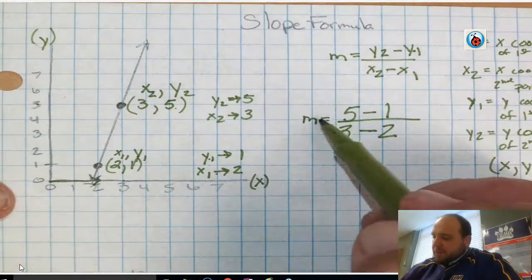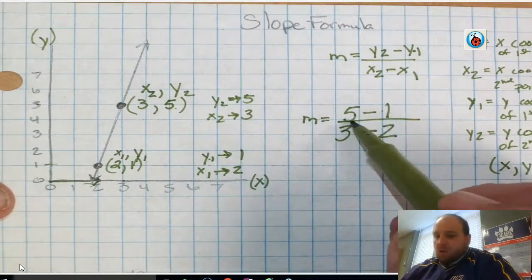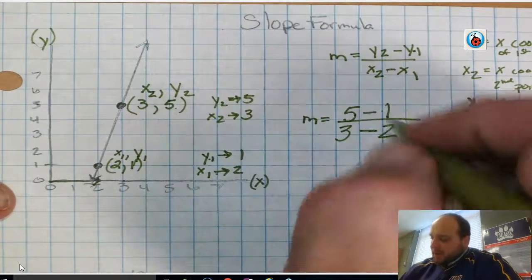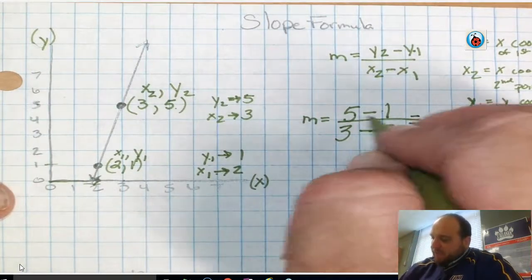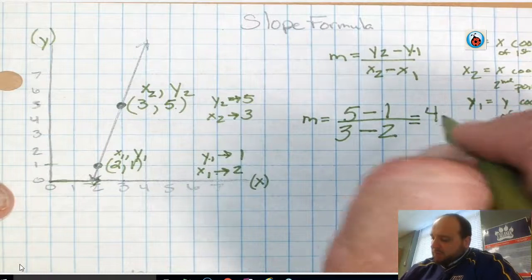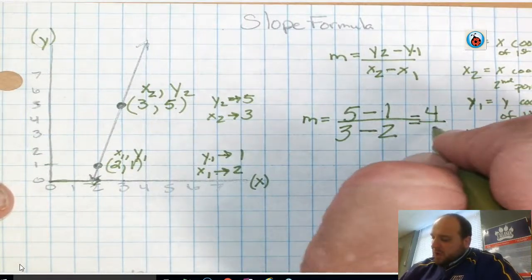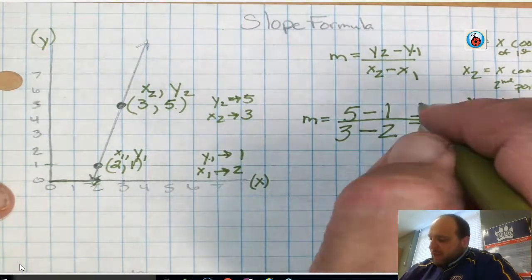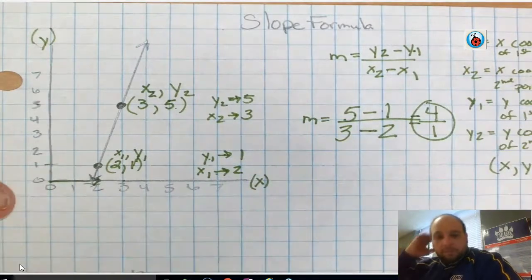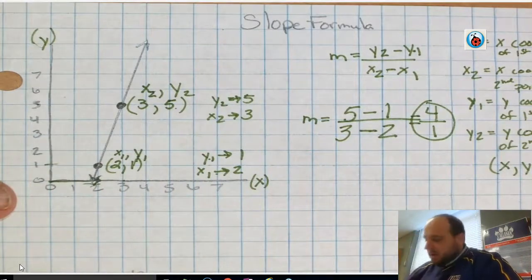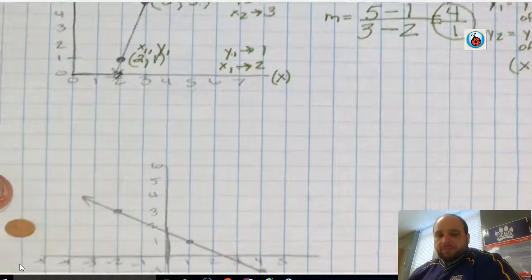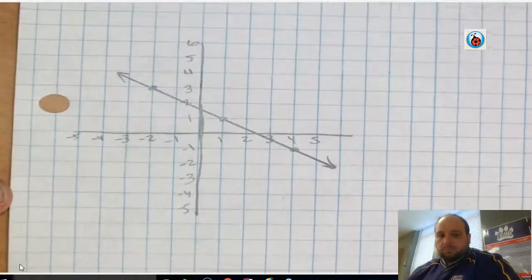So my slope is going to be 5 minus 1 over 3 minus 2. And so if I do my math there, 5 minus 1 is 4. 3 minus 2 is 1. And so as a result, I get a slope of 4 over 1. All right. Let's go ahead and go down to another point.